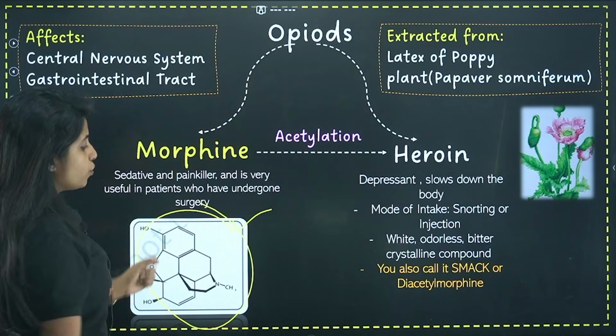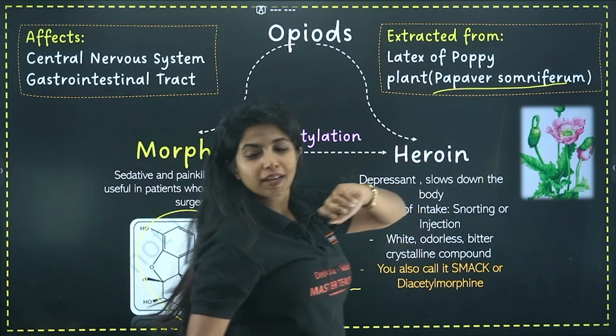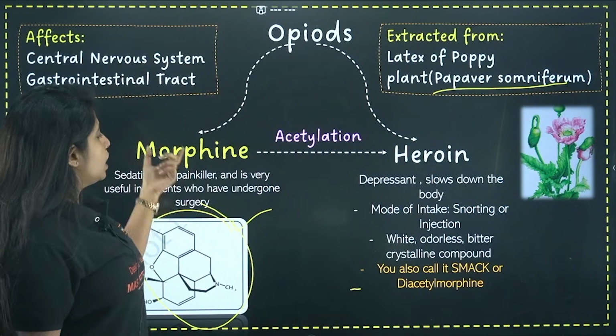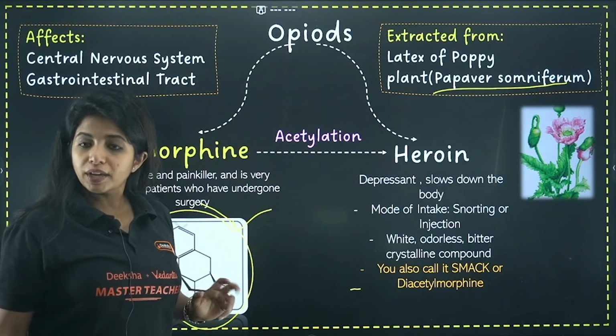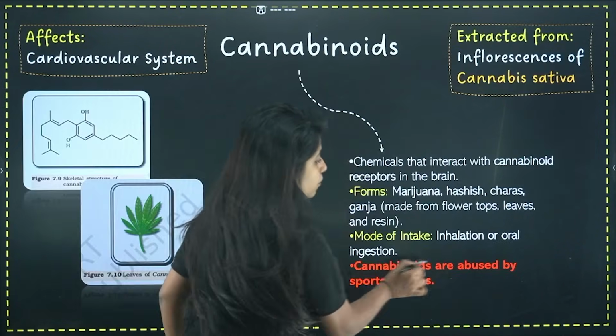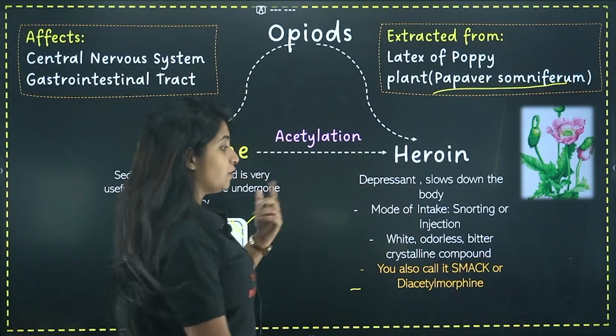This looks like an O, so O, opioids. Where do you get it from? Opium poppy, that is Papaver somniferum. What does it affect? The central nervous system and the gastrointestinal tract. What is heroin? Heroin is a depressant, it slows down your body function. What is the other name for heroin? It is super important. Please remember, smack is the other name for heroin.